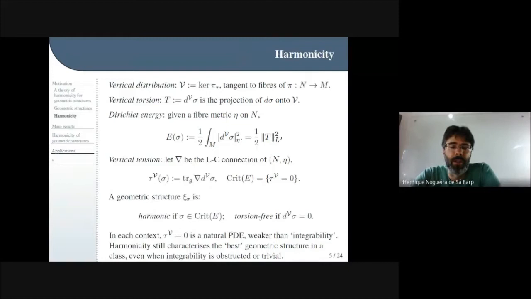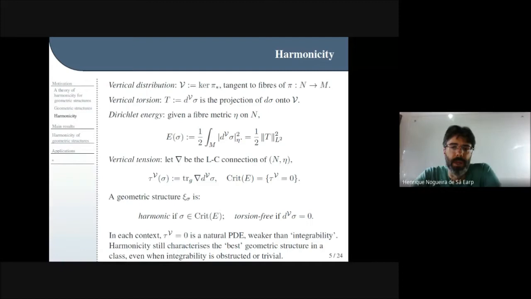Now, there are a few characters in this story. First of all, if the natural projection of the homogeneous fiber bundle is called pi, then there's a natural vertical direction, which is tangent to the fibers of pi. As a result, we can define a notion of a vertical torsion just by projecting the differential of the map onto V. And this will be our differential for the purposes of analysis.